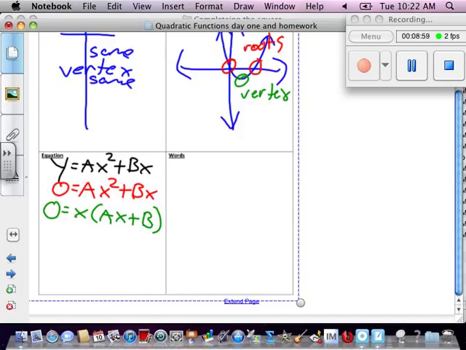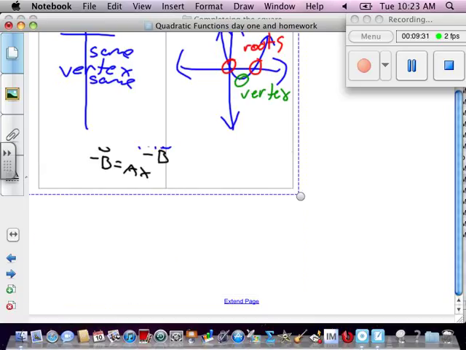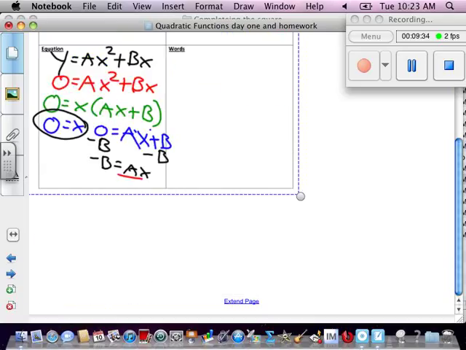Okay. All right. So now I set each one equal to 0. Someday my handwriting is going to turn beautiful all by itself. All right, so we've got x equals 0. One of our answers is done. For the other one, we've got to subtract b from both sides. We get negative b equals ax. Then we are going to divide both sides by a. And we get negative b over a equals x.